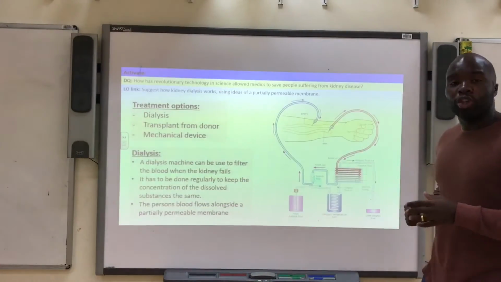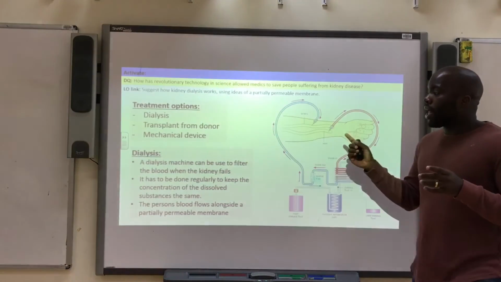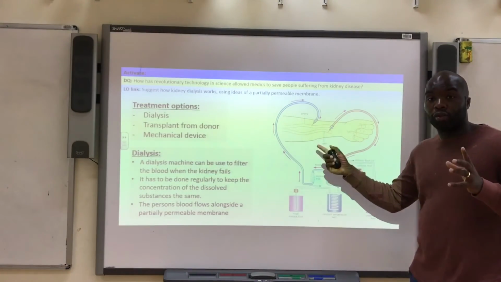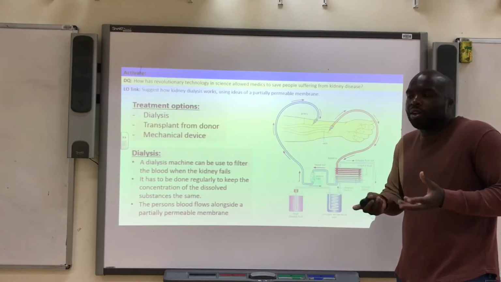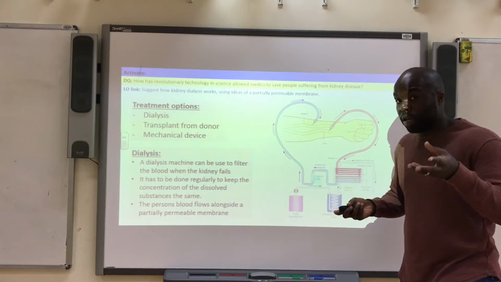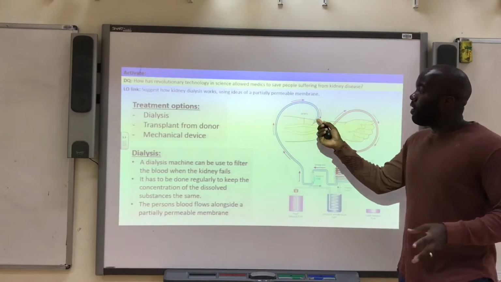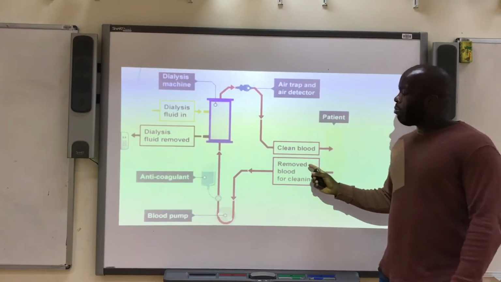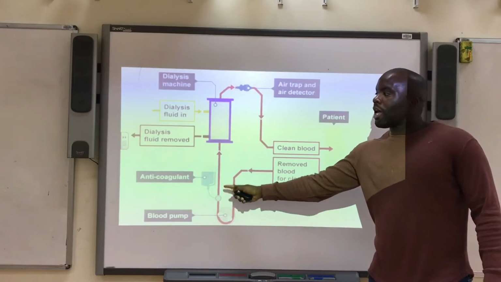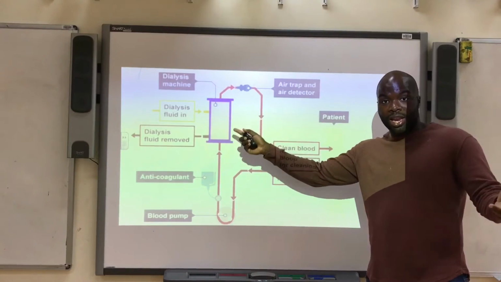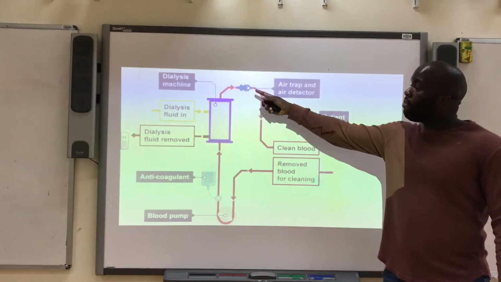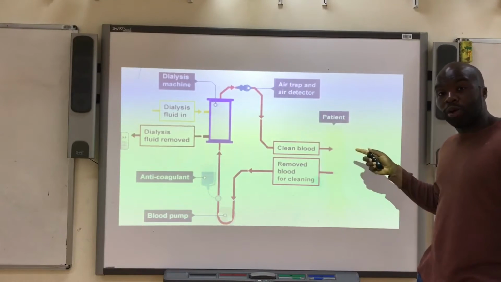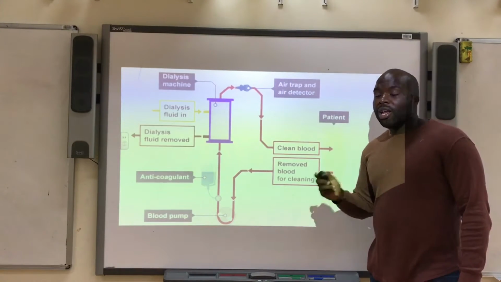First of all, I'm going to show you what happens. The machine is hooked up to an artery, and the dirty blood, the blood that contains a very high concentration of the waste product urea, is passed through the dialysis machine. The blood is removed, cleaned, passed through the dialysis machine, urea is taken out, and the clean blood is then passed back into an artery, alright?